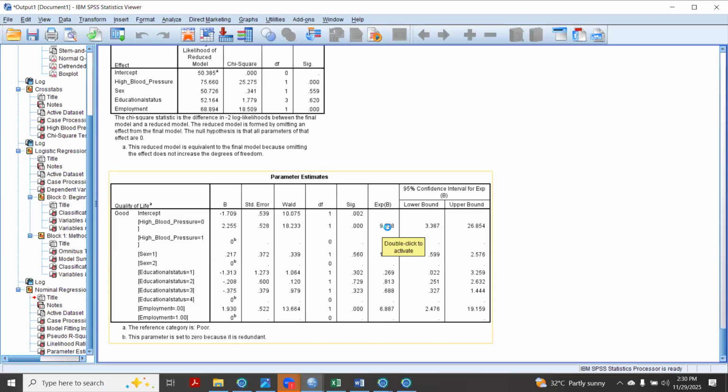Are you seeing that the high blood pressure is still significant? It has even increased from 2.6 to 9.53. What is that telling you? It tells you that high blood pressure is a true predictor. The other variables you have added did not reduce the effect. Instead, it increased the effect of the odds of high blood pressure. So now you can say for sure that even after adjusting for confounding variables, high blood pressure was still statistically significant, showing that high blood pressure is a true predictor of poor quality of life.